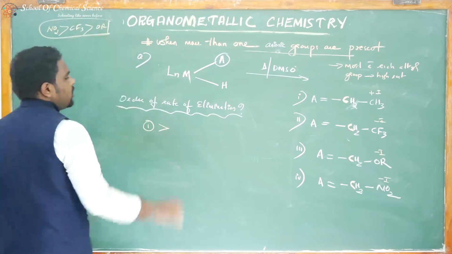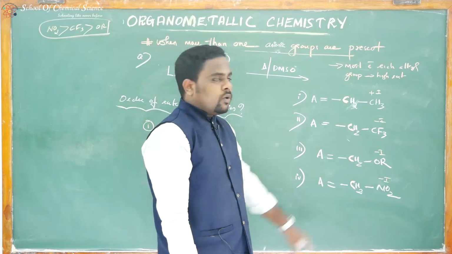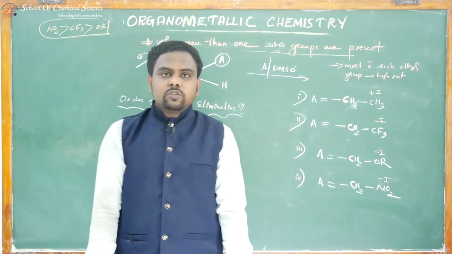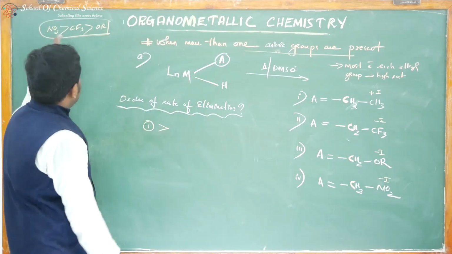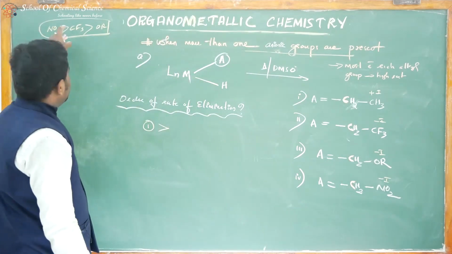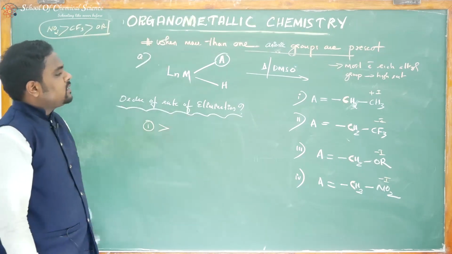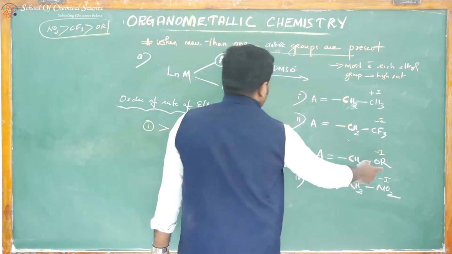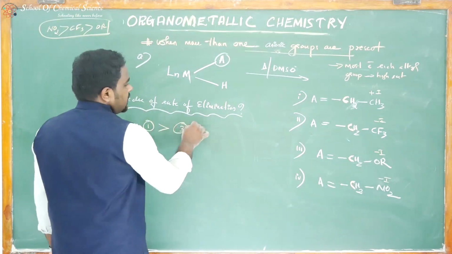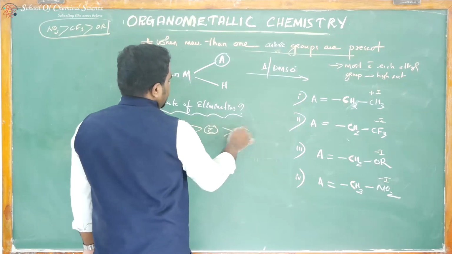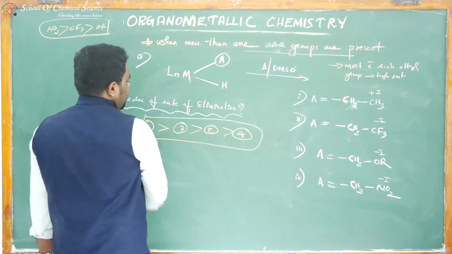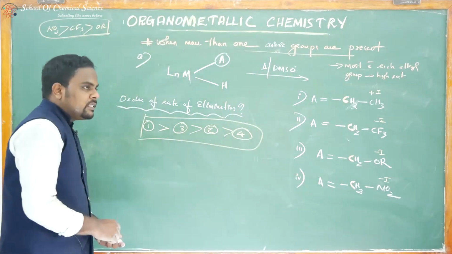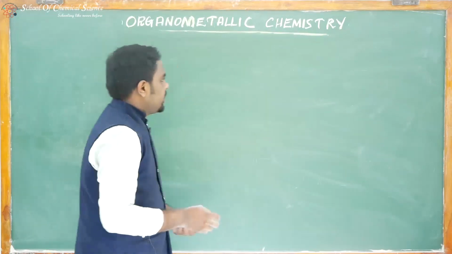The withdrawing nature of NO2 is the highest, NO2 greater than CF3 greater than OR. This order of electron withdrawing nature of NO2, OR and CF3 we will discuss in the general organic chemistry section, GOC. So NO2 has the highest electron withdrawing nature, then CF3, then OR. Comparing these, which one will be comparatively electron rich? OR. So 1 greater than 3 greater than 2 greater than 4. I think this will be the right answer. 1, 3, 2, 4. Absolutely, that is the right answer. Next question.